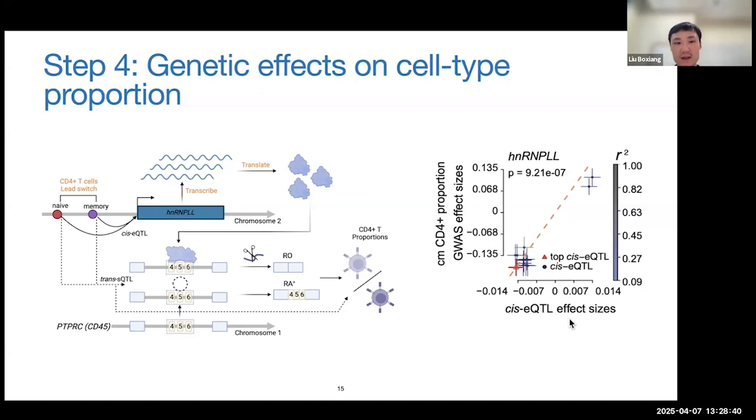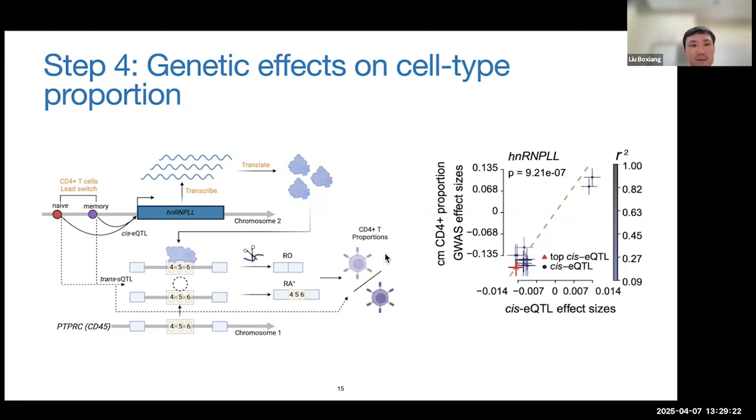I mentioned a couple of slides ago that CD45 is a key determinant of T cell differentiation. So exons 4, 5, and 6 encode an area that can be glycosylated, which triggers a signaling cascade for CD4 cell maturation. So here we further ask whether these two variants would influence CD4 T cell proportions. And the answer is yes. We did see a very strong signal of the cis eQTL effect on central memory CD4 T cell proportions.